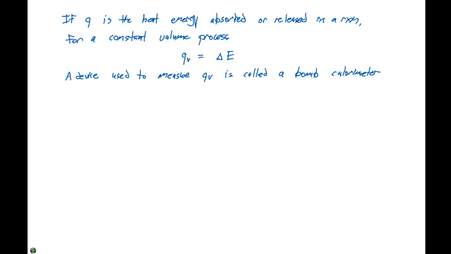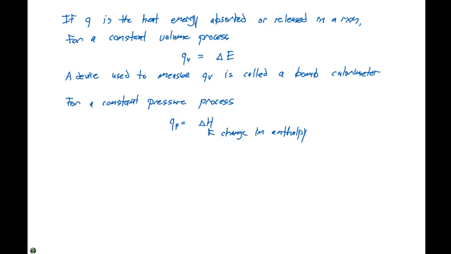We can also look at a process that happens under constant pressure. So for a constant pressure process, and I'll note that most chemical reactions happen under constant pressure conditions, our Q at constant pressure is going to be equal to delta H. And delta H we're going to define as the change in enthalpy.